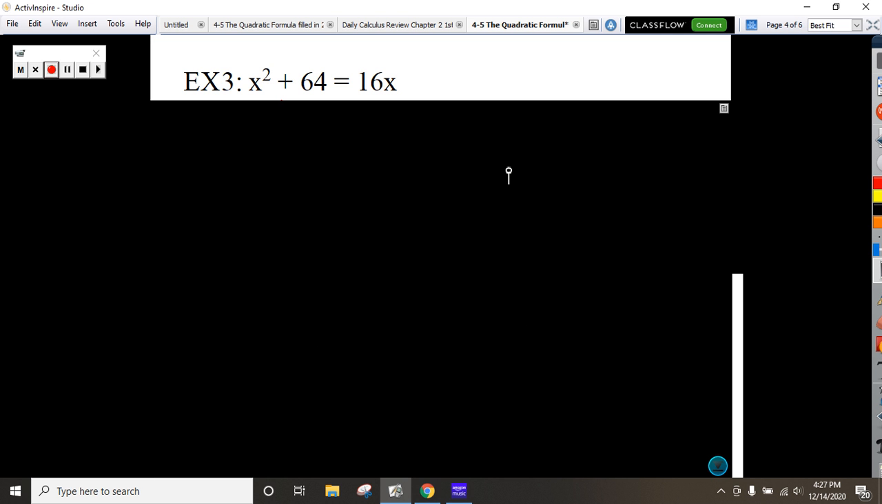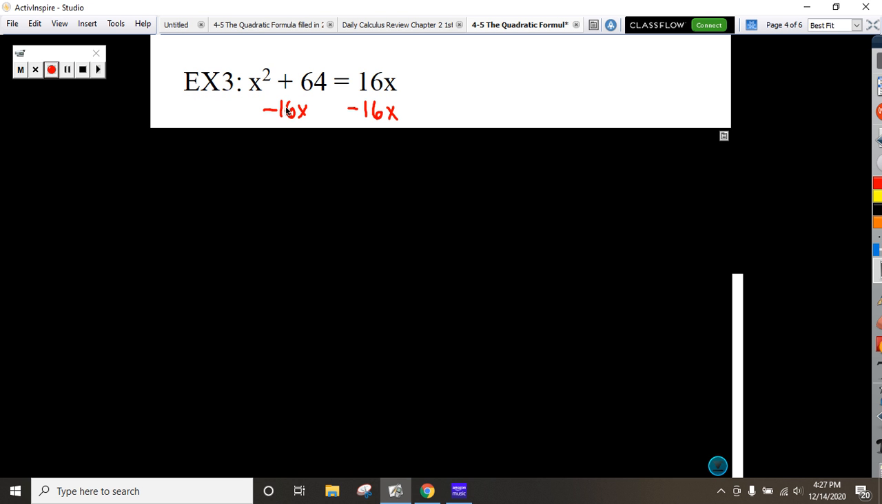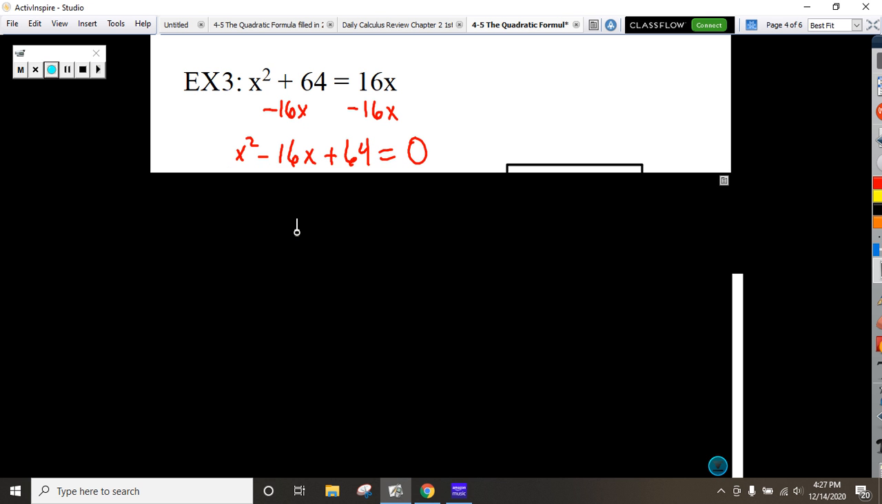So now the next one, again I'm doing several examples because each one's slightly different. So the next one, again it's not ready for us to solve. We have to take the 16 and subtract it over. And then where the 16x is going to go is right in the middle. So we have x squared minus 16x plus 64 now equals 0.